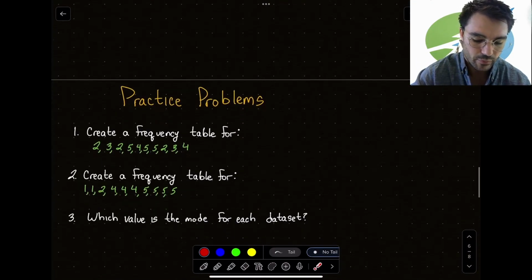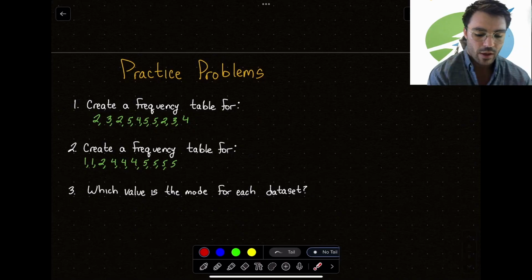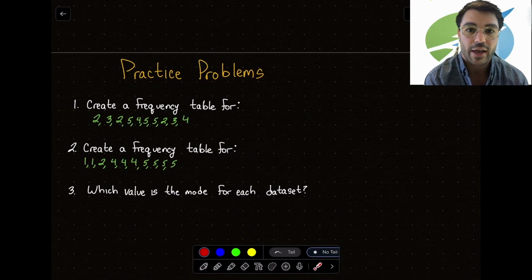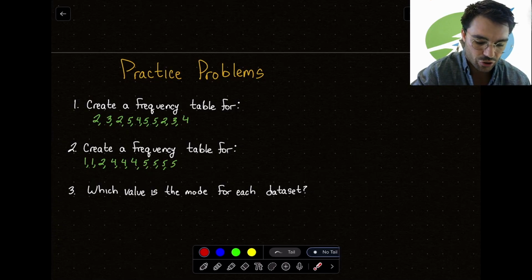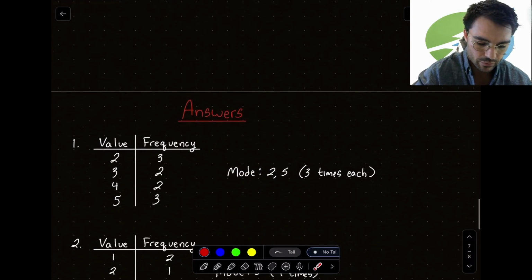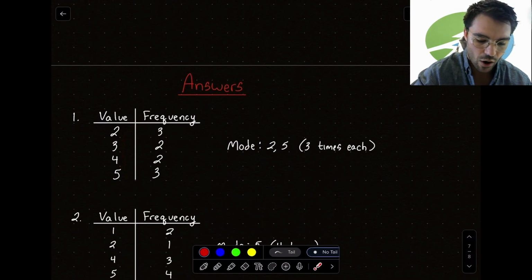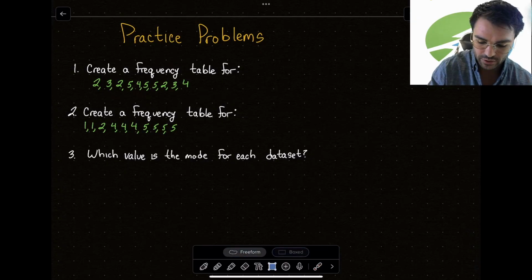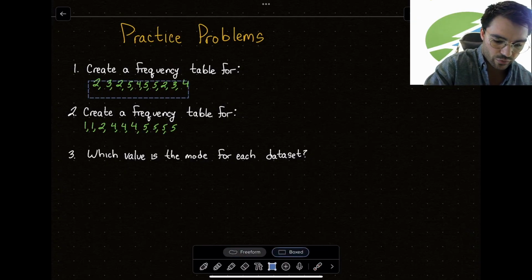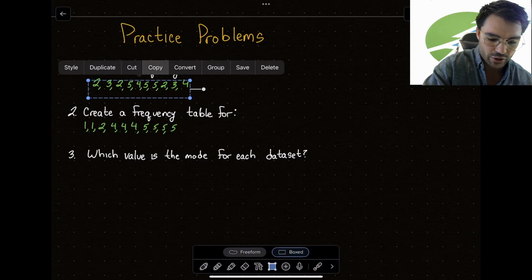Okay, here we have a practice problem. I'm going to give you a minute to pause and take a look at this. All right, let's take a look here. So we are asked to create 2 frequency tables and find which value is the mode for each data set. All right. So first one, our frequency table should look something like this. Here it is not listed in ascending order. Let's rewrite it in ascending order to make sure it matches.